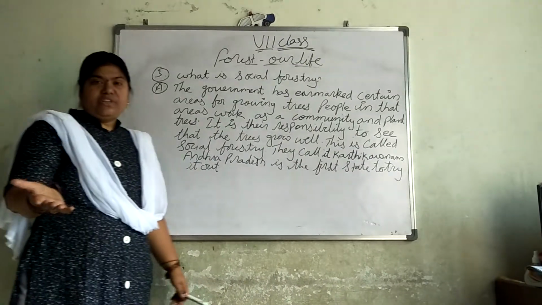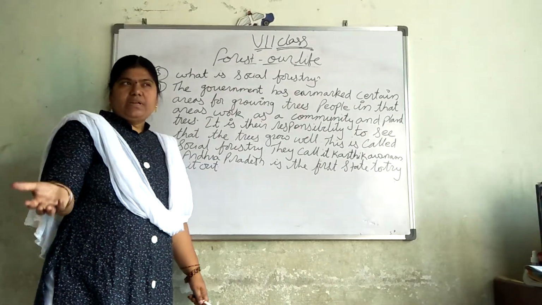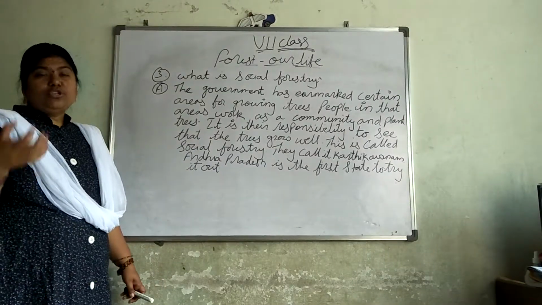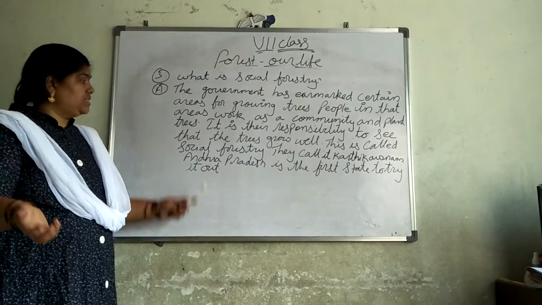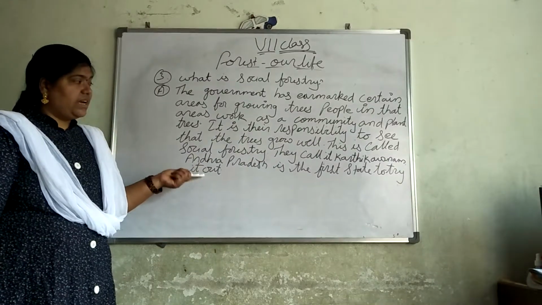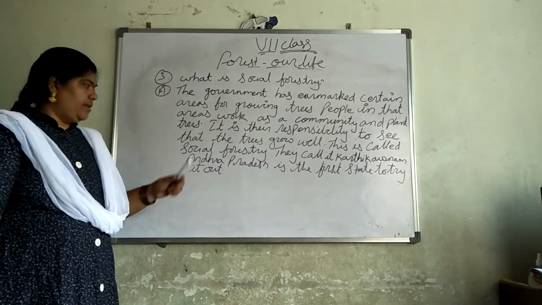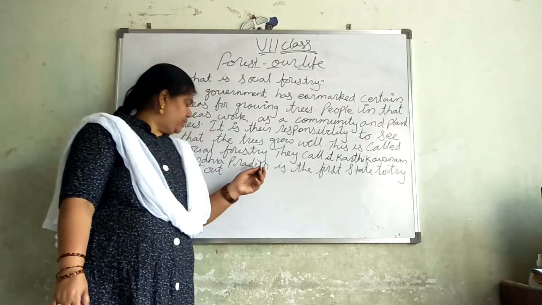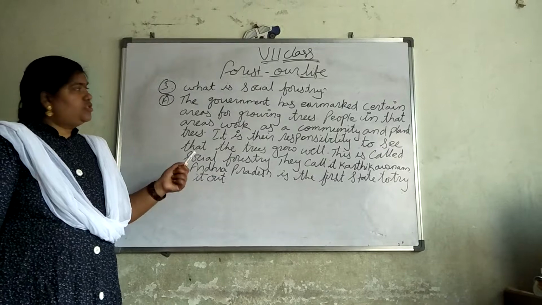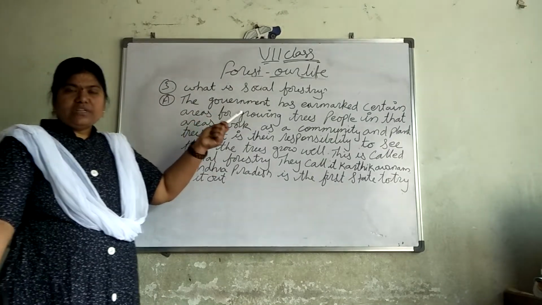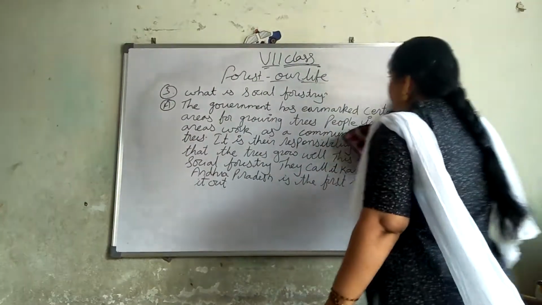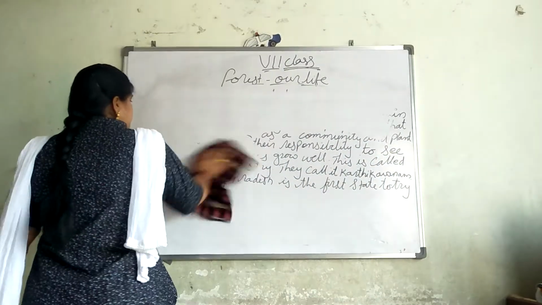It means planting of trees in government areas or in normal places, to stop pollution or global warming and to increase the ecosystem, so that the trees grow well. This is called social forestry. They call it Kartika Vanam. Andhra Pradesh is the first state to try it out. Even in Telangana we are having this. Did you understand? So, what is social forestry? Planting of new trees. Now let us go for the next answer.